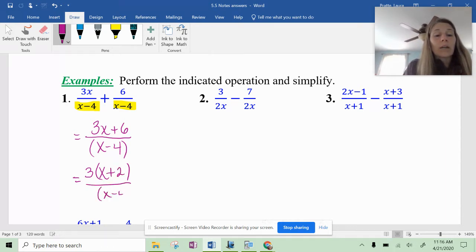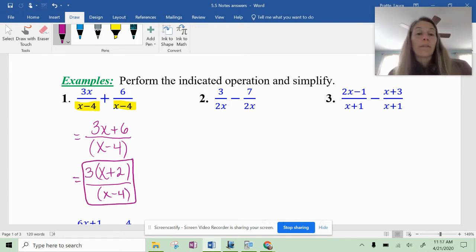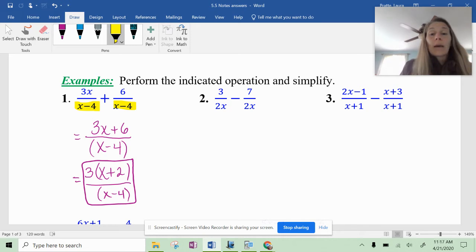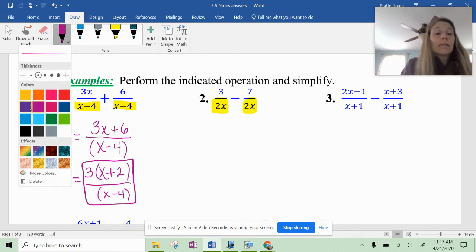Now, in this particular problem, this would be my final answer. Even though I factored out that GCF of 3, it didn't help me cancel anything. Sometimes it does, sometimes it doesn't. So you just need to factor it out to make sure and see if there's anything that can be canceled. All right, so number 2, again, we already have our common denominator set up for us, so that's always kind of nice.